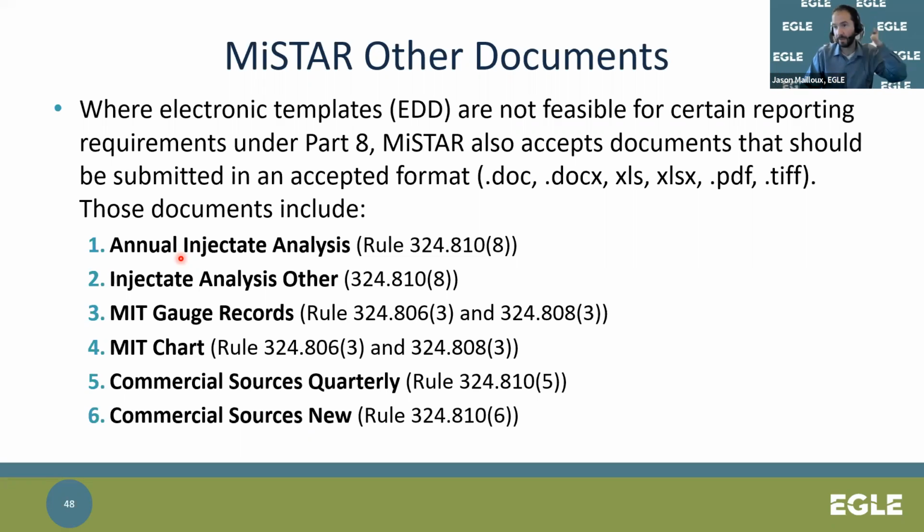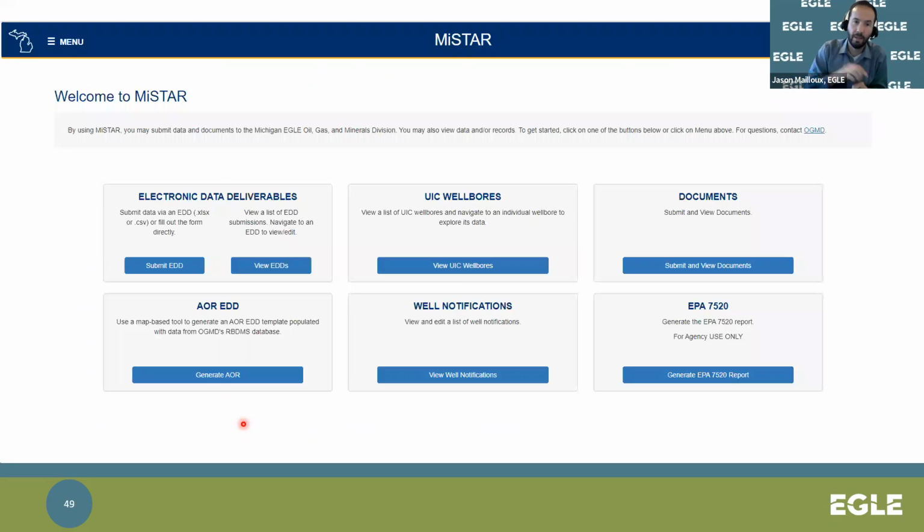And that applies for the injected analysis, other injected analysis, so annual, or if you update or change sources, MIT gauge records, the chart, commercial sources quarterly, and commercial sources new. So we have a place and a home for all the regulatory requirements. And this is my last slide. Again, I wanted to make sure we had some room for questions, room for anything that might take a little bit of additional time. I thought it was too much to put this and the click by click all in one.